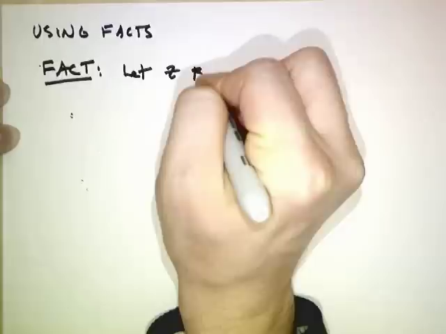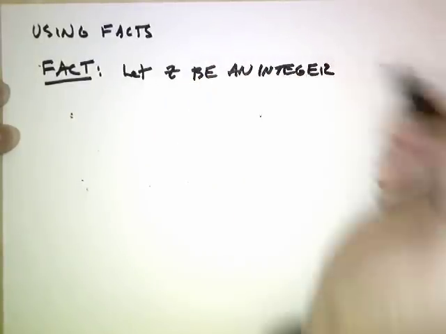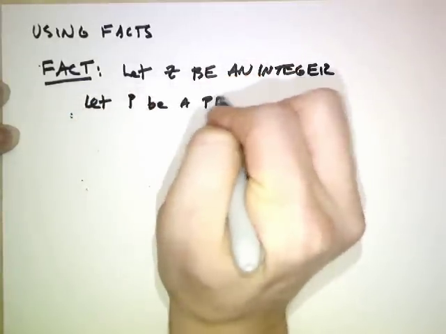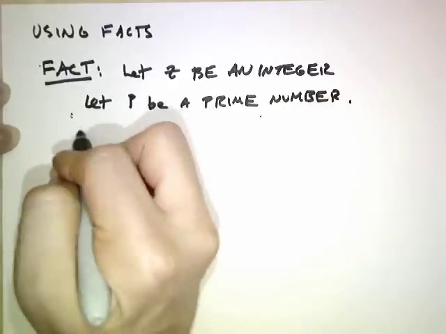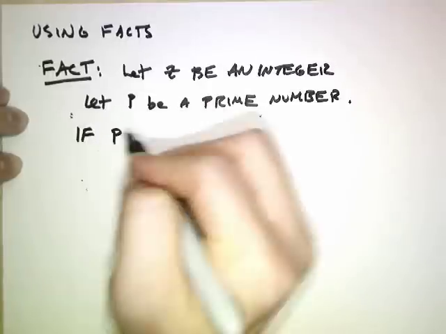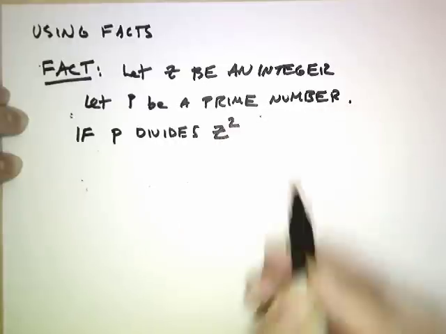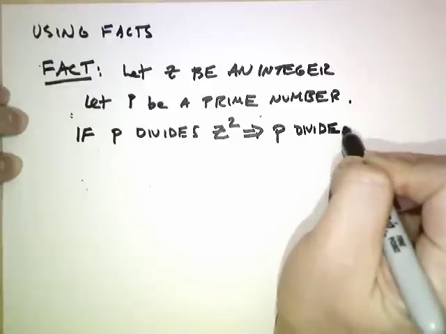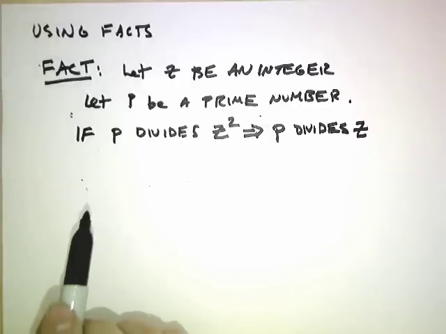Let z be an integer, and let p be a prime number. Then if p divides z squared, it implies that p divides z. And by divides, I mean divides evenly. For example, 3 divides 27, but 4 does not divide 15 evenly.